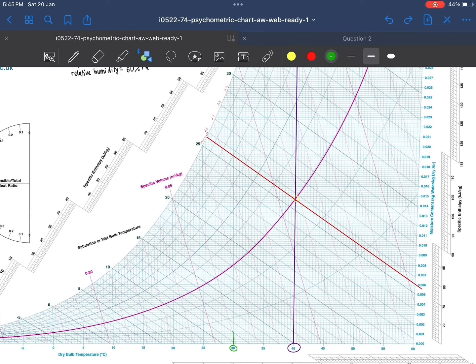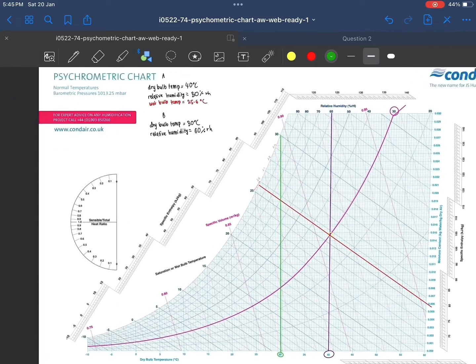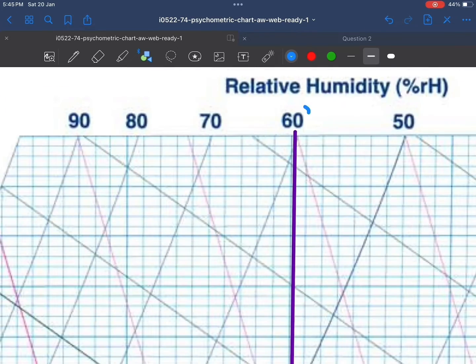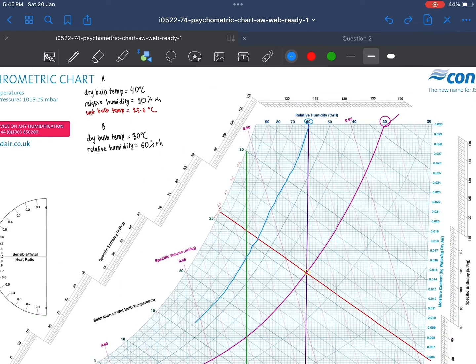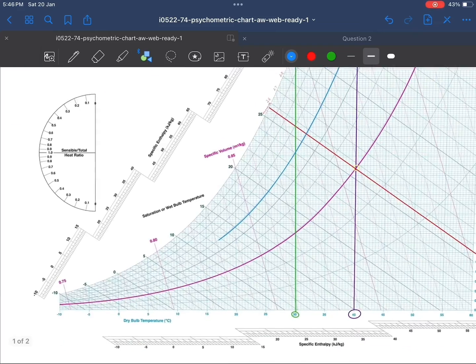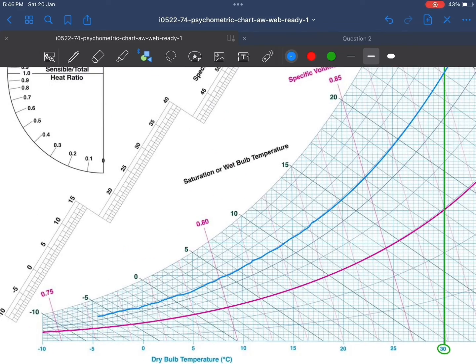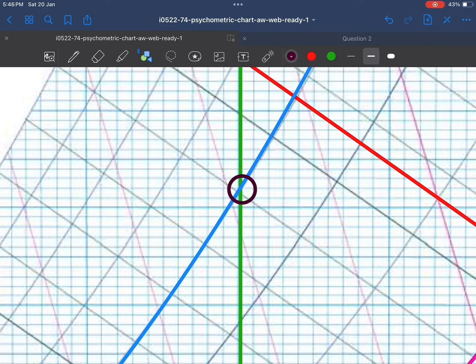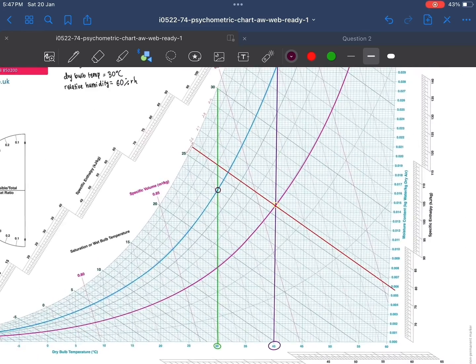Moving on to air B, the dry bulb temperature is 30 degrees Celsius and draw a vertical line at 30 degrees Celsius, and then draw a curved line at relative humidity 60% RH. Make sure that the line is touching the scale and really precise. And then find the intersection between the two lines. Going to mark with this dark color, and then draw an oblique line that touches the intersection.